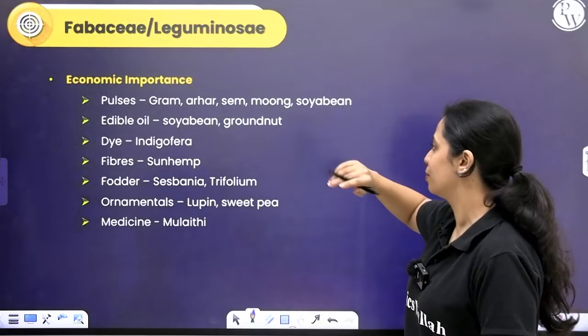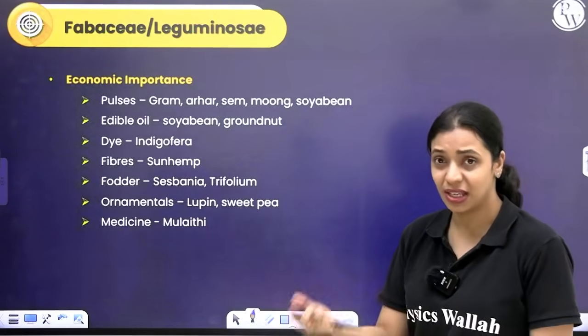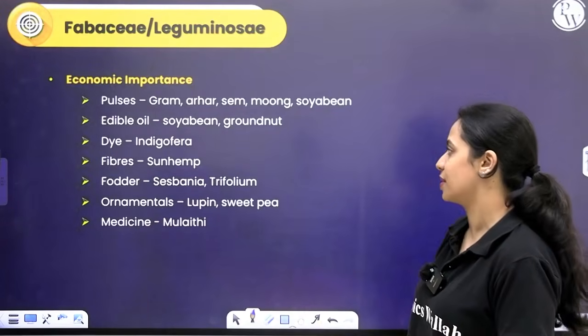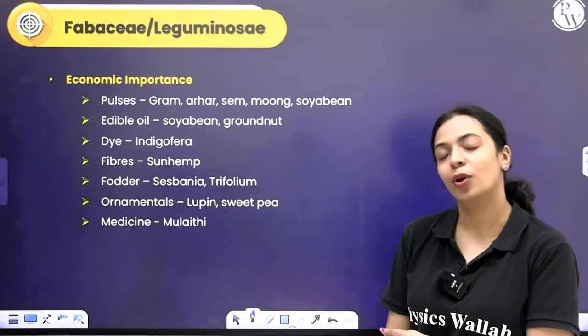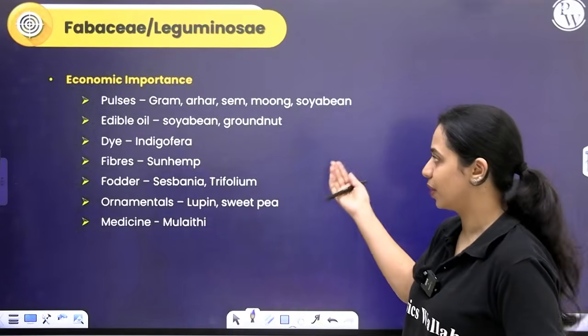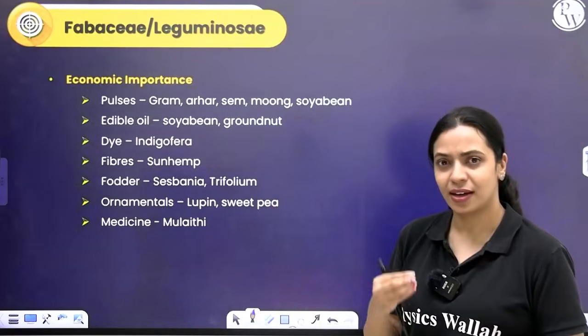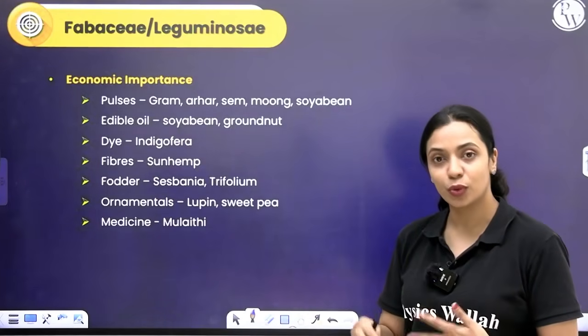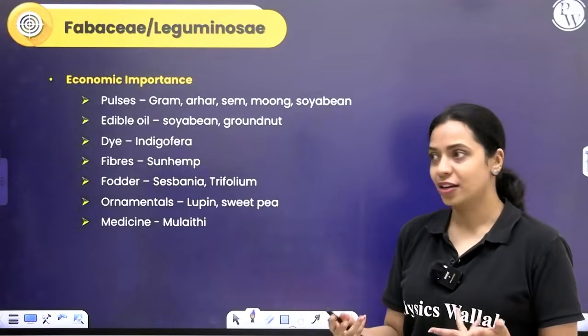Gram, arhar, moong dal, soybean, beans, kidney beans, rajma, all of these belong to the same family. We get a lot of edible oils also from this family. Soybean oil, groundnut oil, dyes like indigofera. It is a blue color dye, obviously, indigo is blue color, that is used to dye the hair and it's used to dye clothes.